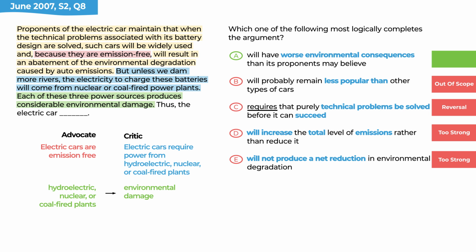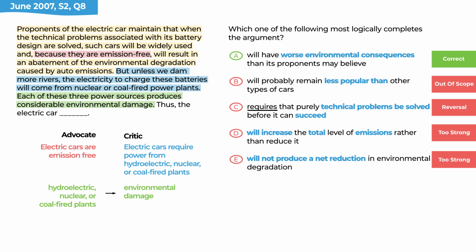So in this question, we do have more than just comparison. There's a causal relationship asserted by the proponents of the electric car that it will cause a reduction in environmental damage. There's a conditional relationship in that last premise that says that each of these three power sources produces considerable environmental damage. But the missing piece of information that will allow us to determine whether the critic or the proponents of the electric car are right is the relative size of the environmental damage caused by the emissions coming out of regular cars and the environmental damage caused by the power produced in power plants.